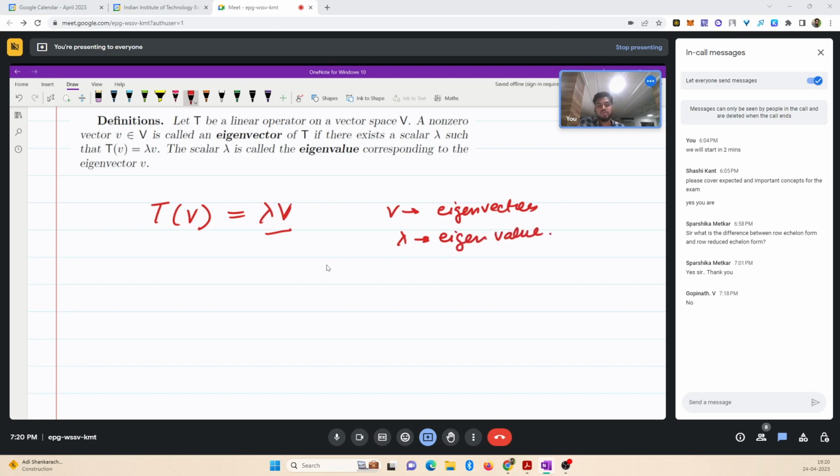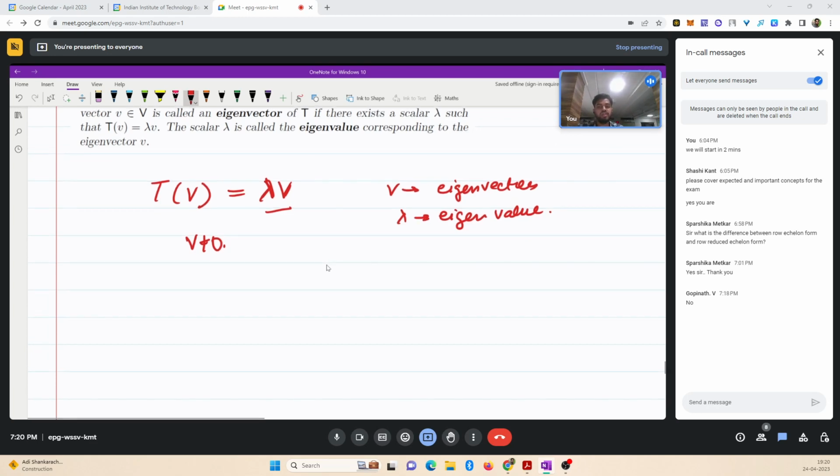Okay. So what property should it satisfy? First of all, v should be non-zero and T of v should be lambda times v. Now this is the definition of eigenvalue and eigenvector. Now if you want to find this lambda and v, how do you proceed? I'll go step by step. If you take this on the left hand side, what you get is 0.